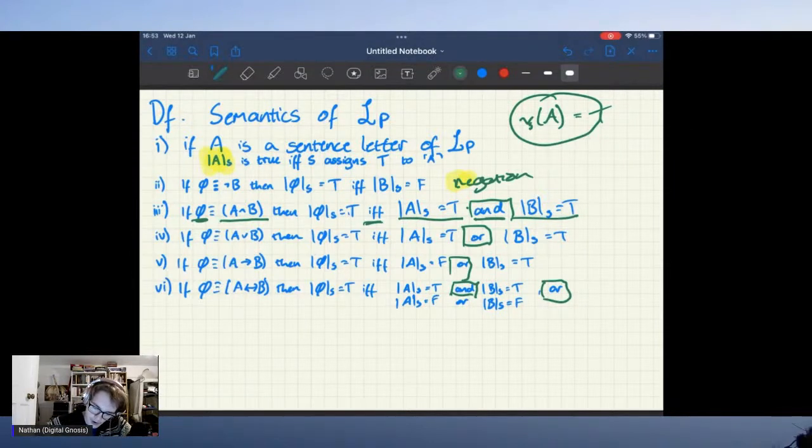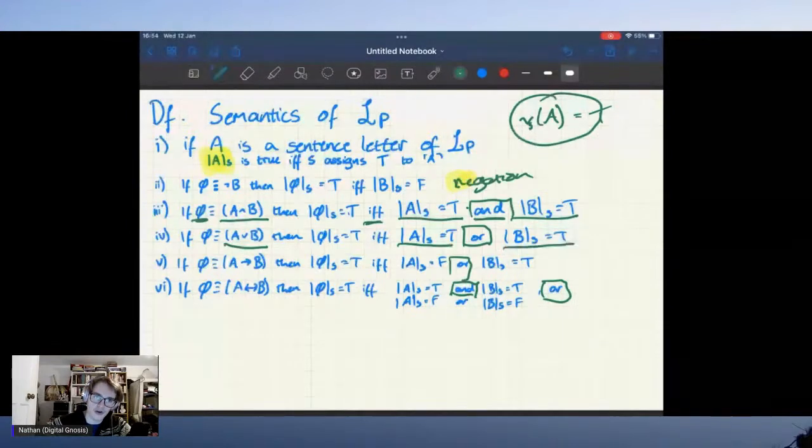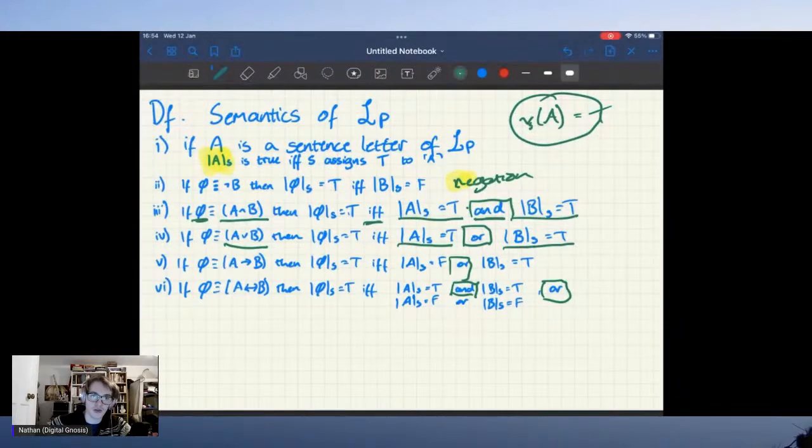Okay, so our fourth clause: if phi is this well-formed formula, A or B, then phi is true if and only if either our first disjunct is true or our second disjunct is true. So if either one of those is true, it doesn't matter if the other one's false, or they could both be true, then the whole thing comes out as true. Now our conditional. Okay, so our conditional is true if and only if the first part, that's our antecedent here, is false, or the consequent is true. And we'll look at some truth tables, which might make these things more clear in a second.